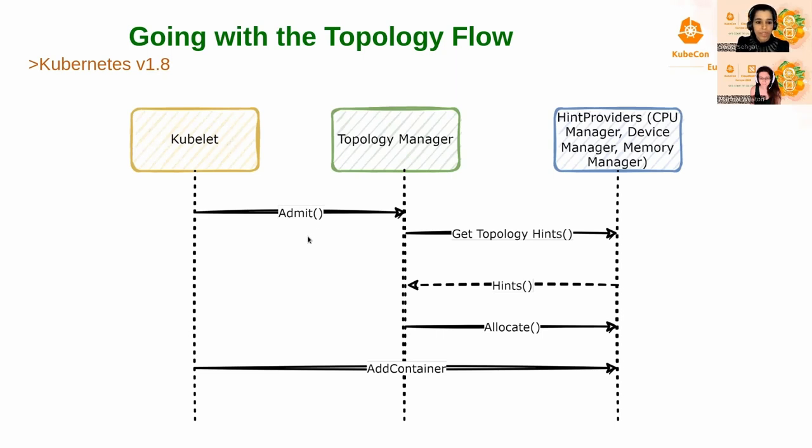So in this diagram, we have a topology manager doing its magic at the admission time, where it asks the hint providers for hints. Once it gets those hints, it runs an alignment logic and determines the suitable NUMA node on which the resources can be allocated. And once that decision has been made, it sends an allocate call to the hint provider to perform the resource allocation, following which the containers are added.